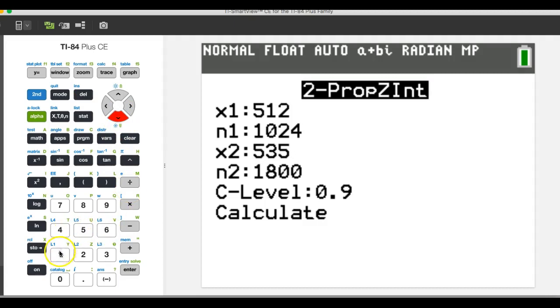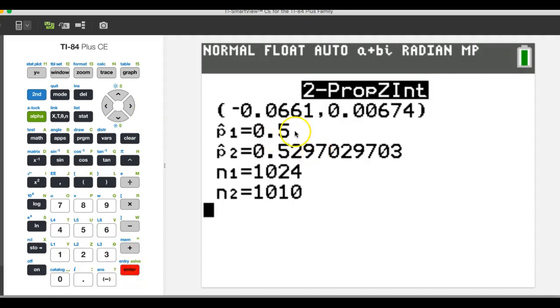And the sample size in our other sample is 1,010. And we're constructing a 90% confidence interval. Go down to calculate, and we can see the value for our lower bound and our upper bound, as well as our sample proportions and our sample sizes.